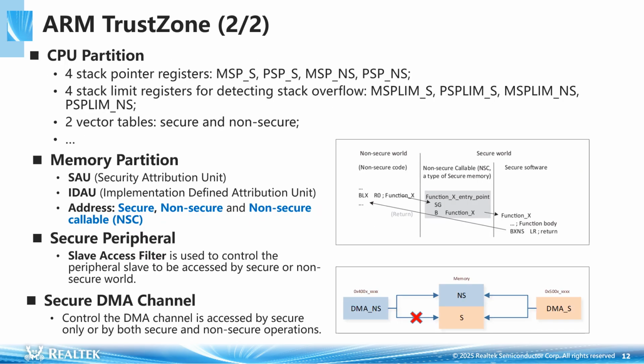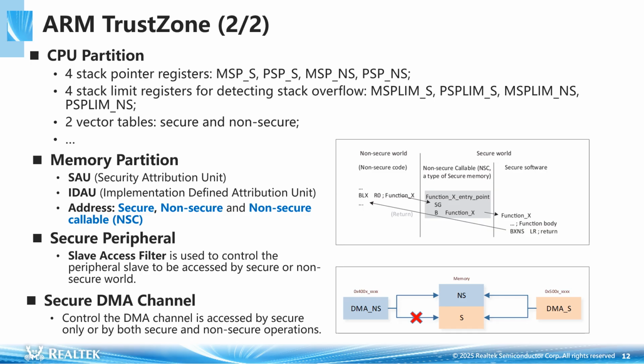CPU partitioning. TrustZone enhances CPU design with separate stack pointer registers and stack limit registers for secure and non-secure operations. For instance, MSP_S and MSP_NS handle secure and non-secure main stack pointers, respectively. Similar partitioning exists for the process stack pointers and stack limit registers.